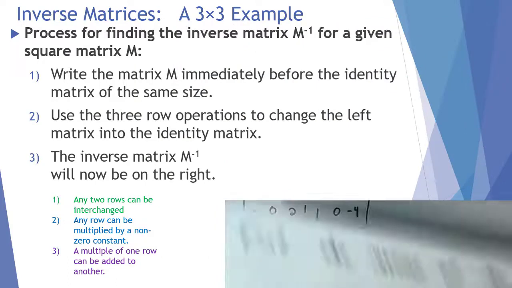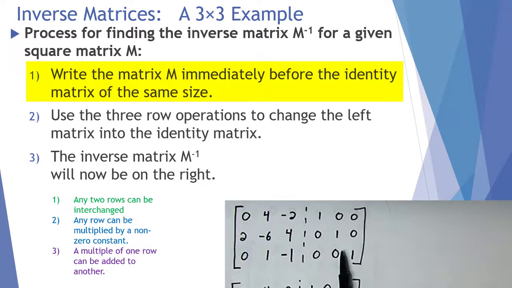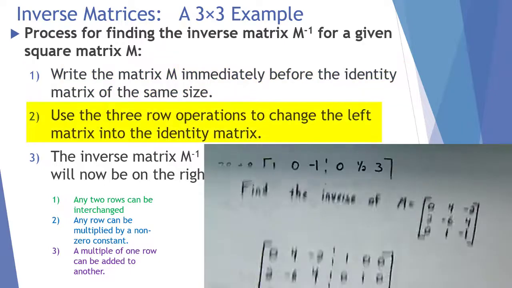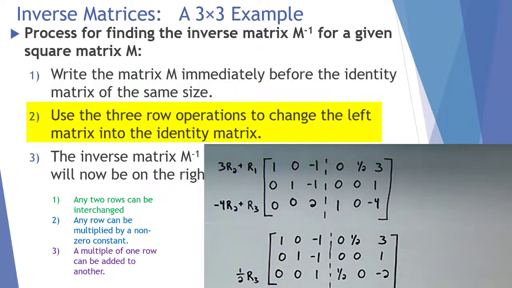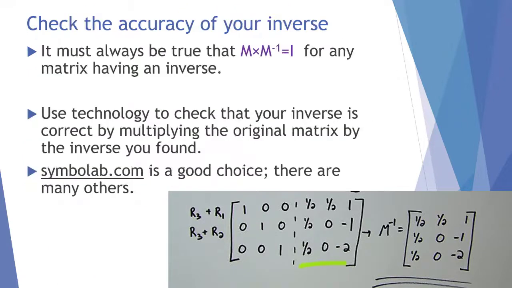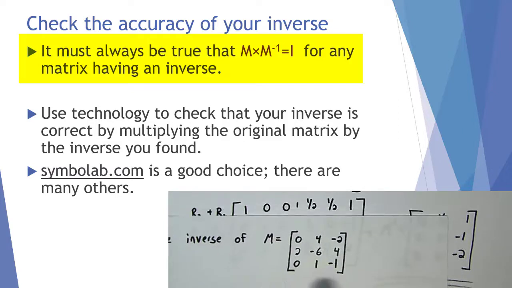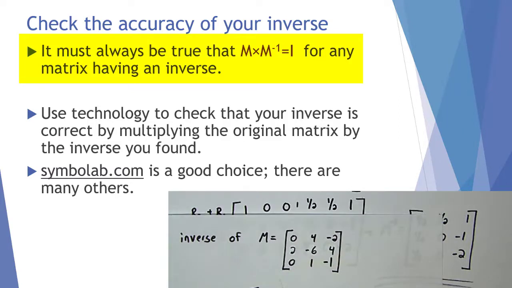We did that by following those same 3 steps. We wrote our original matrix right before the identity. We used our row operations to convert that identity matrix to get it on the left side, and then our inverse matrix ended up on the right. Now again, our result should be able to be multiplied by our original matrix to get the identity, and so we know what our inverse is, we know what our original matrix was, we should be able to multiply those to get the identity matrix.